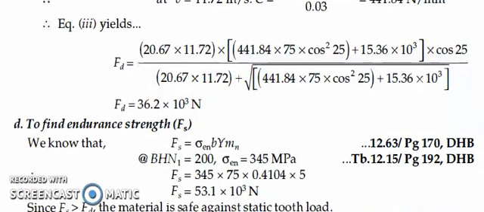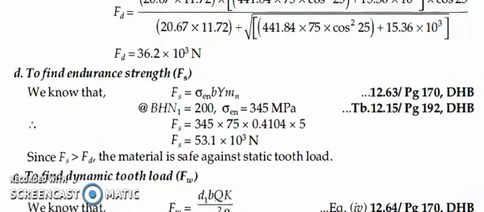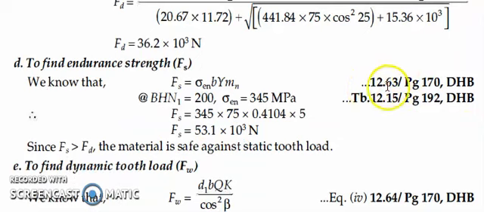Then next we can go for Fs, that is the endurance strength. That is also already given in the data book, equation 12.63. Fs is equal to sigma E into B into Y into Mn. Substituting all these values we will get Fs is equal to 53.1 into 10 raised to 3 Newton. Here Fs is greater than Fd, so the material is safe against static tooth load.